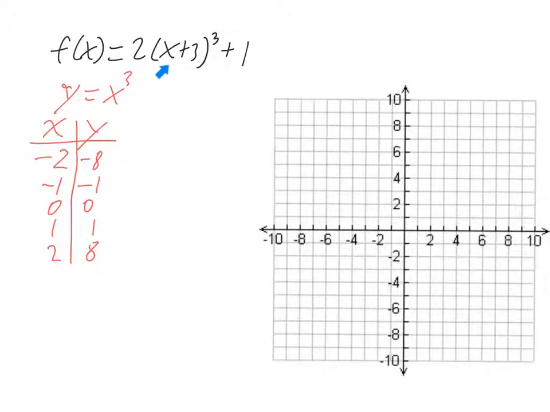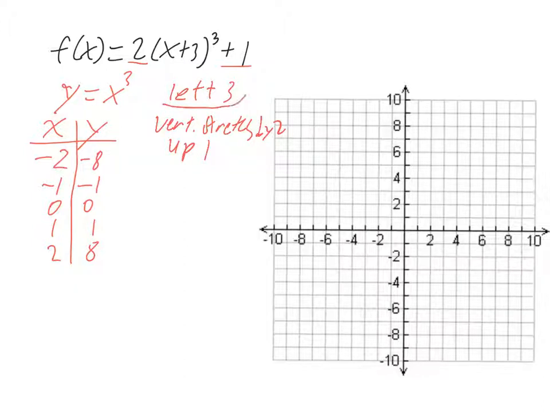Next step is to identify the transformations, and we're going to do them in the proper order just for practice. So inside the parentheses, x plus 3 is, h is -3, so that's left 3 units. That's a translation left 3. This 2 here is a vertical stretch by a factor of 2, and then that plus 1 is a shift or a translation up 1 unit.